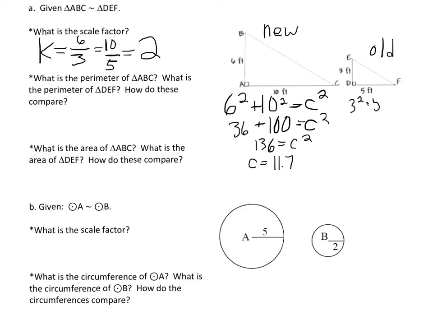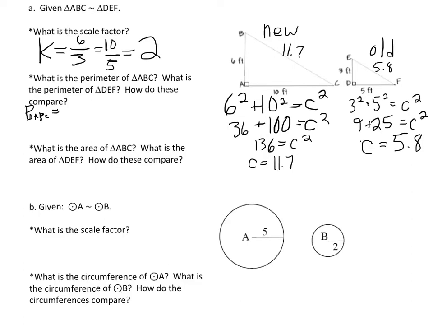Do the same thing for this one. 3 squared plus 5 squared equals c squared. 9 plus 25 equals c squared. And then if you plug that all in your calculator, you get that c equals 5.8. So I'm just going to write that in, that this is 11.7 and this is 5.8. So the perimeter of triangle ABC is adding up all the sides. So I do 6 plus 10 plus 11.7, which will give us 27.7.